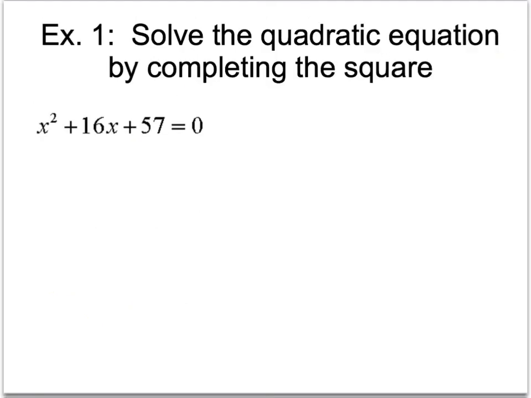Now we're actually going to solve this quadratic equation with the completing the square process. Your first step is to always make it look like this: x squared plus bx equals whatever your constant is. Okay, so our first step in this one is to remove this 57 to the other side. And since it's positive on this side, it's going to become negative on the other.